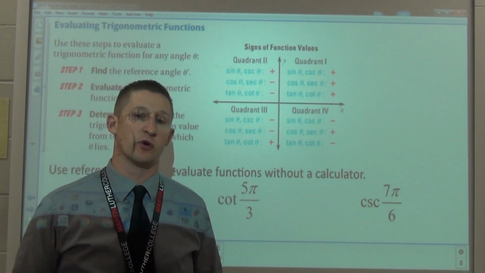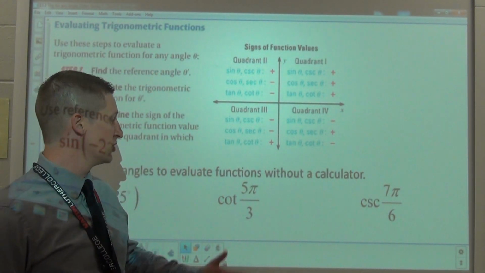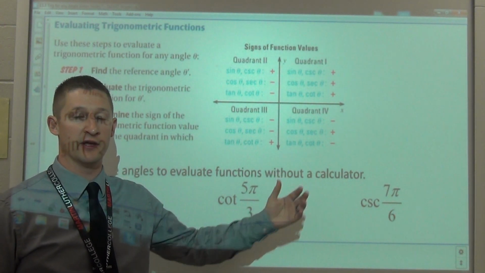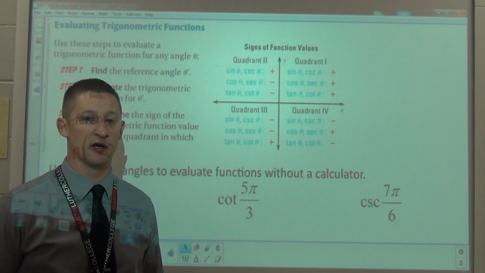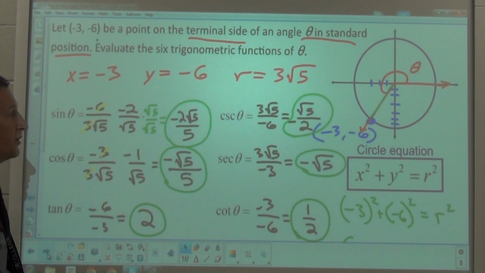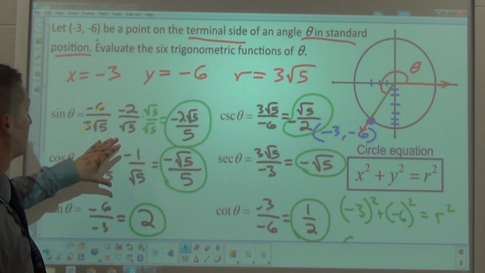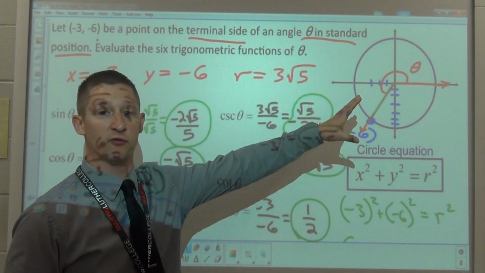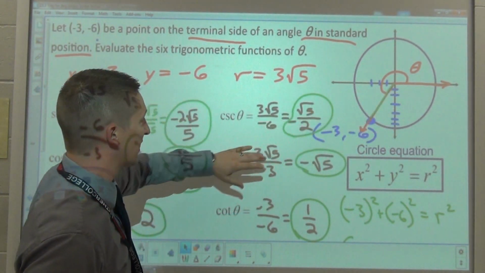In this video lesson, we're going to evaluate trig functions without the use of a calculator, instead relying on the idea of reference angles to help us out. So my first thought that I need to share with you is this. Earlier in one of our lessons, we found that when I find the sine and cosine and tangent of an angle that's not necessarily in a right triangle, sometimes I get negative values.